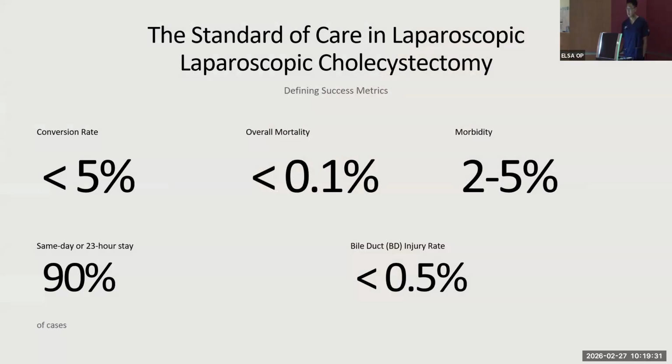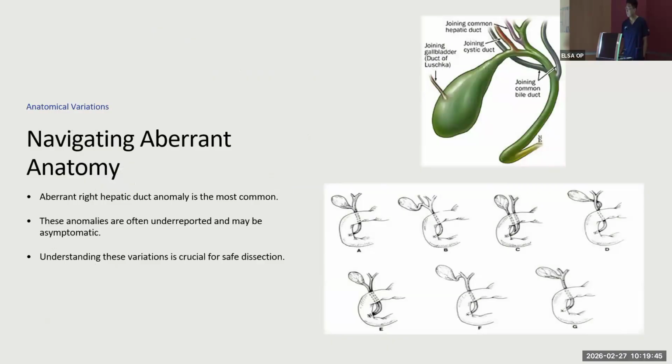Bowel injury is the main focus of this talk. And there are two essential types of bowel injuries. One is vascular, the other one is the bile duct itself. So let's see what strategies we can employ.